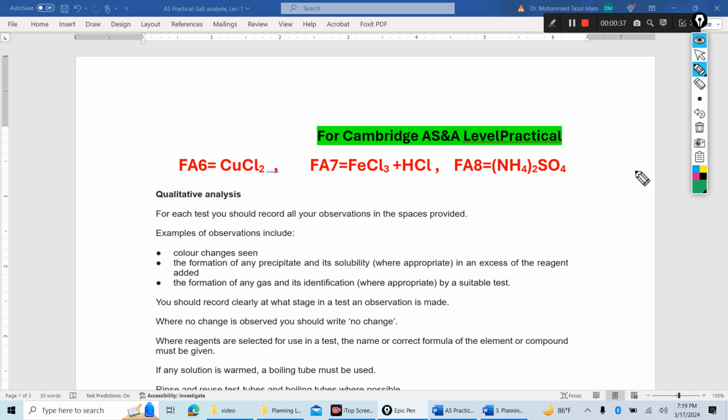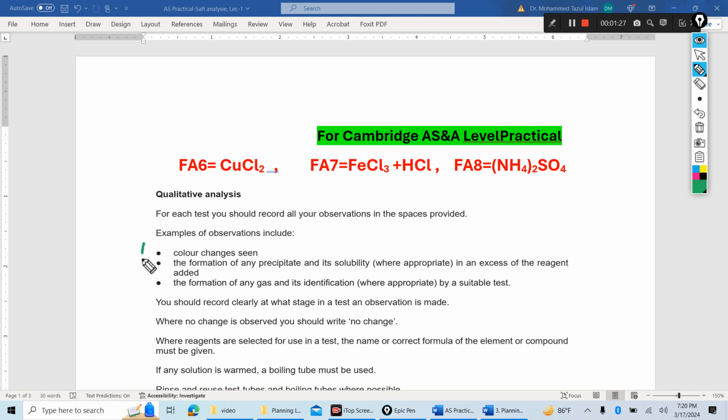By this you can determine the cation, meaning the positive ion, and also you can determine the anion. By cation and anion you can detect which salt is present, which compound is present. From this video you will also learn what observations you should write and how you write your observations. This is known as qualitative analysis, meaning which cation is present, which anion is present, and then which compound you will detect.